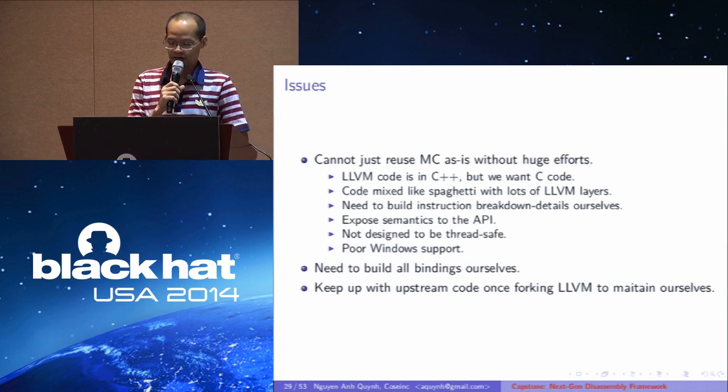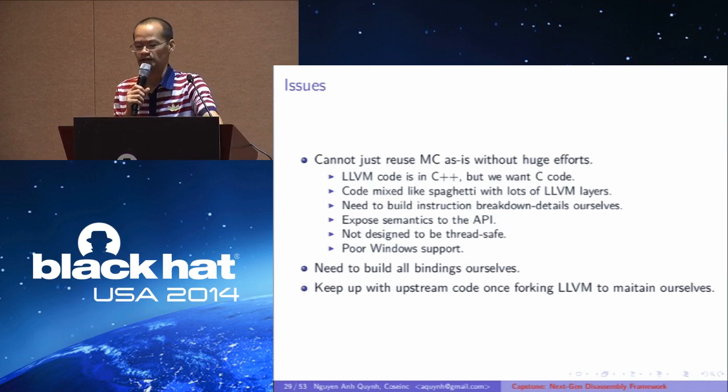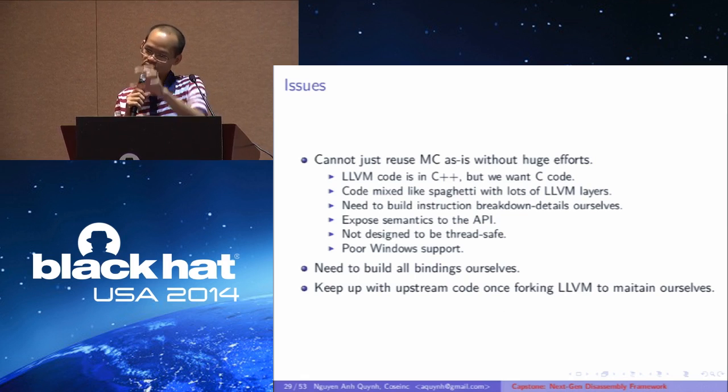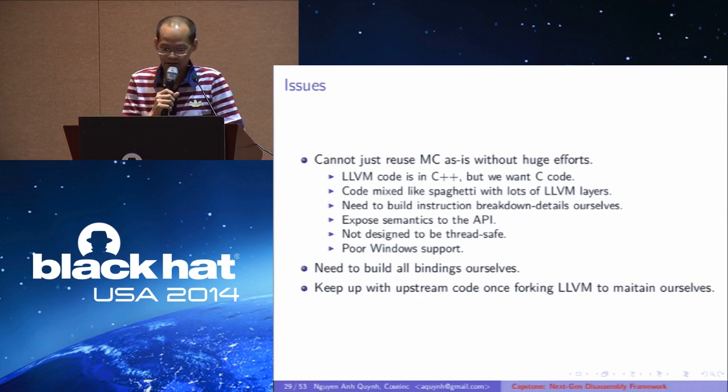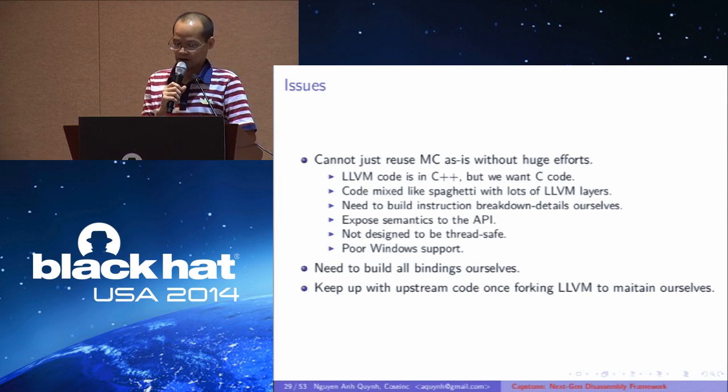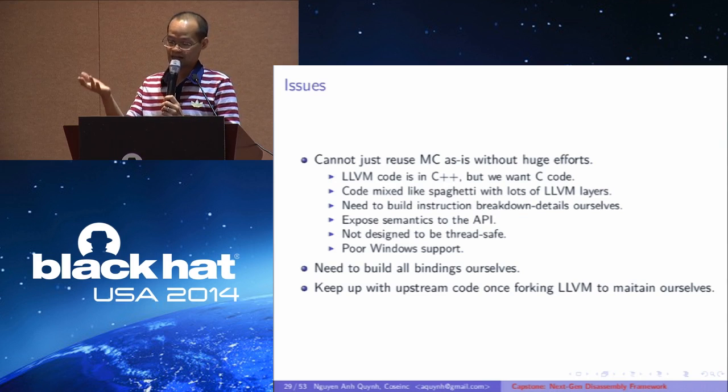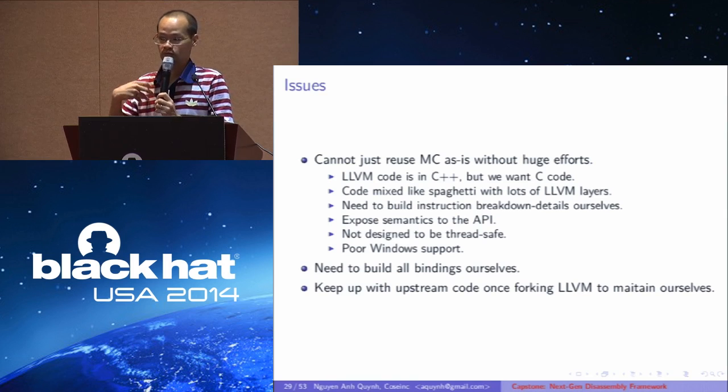And inside MC, the code is mixed like spaghetti with a lot of LLVM layers. It's not cleanly separated. You cannot just take it out. If you want to take MC, you need to take a lot of other things together, because the code is mixed like spaghetti inside. And the disassembler inside MC only gives the output as assembly instructions. They don't have an instruction details breakdown. So we need to build that ourselves.